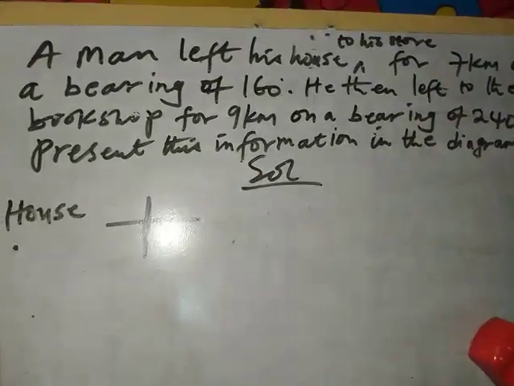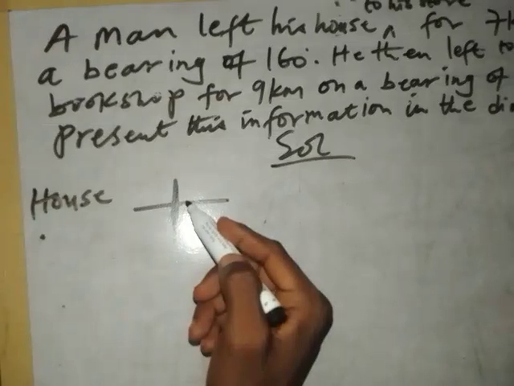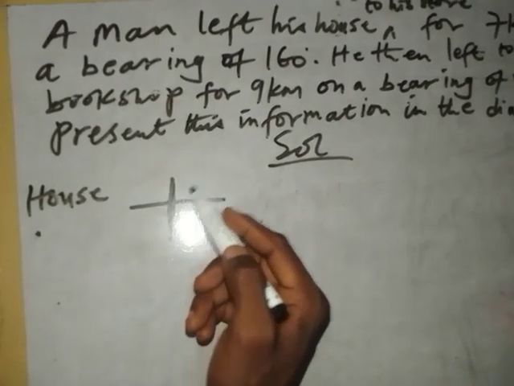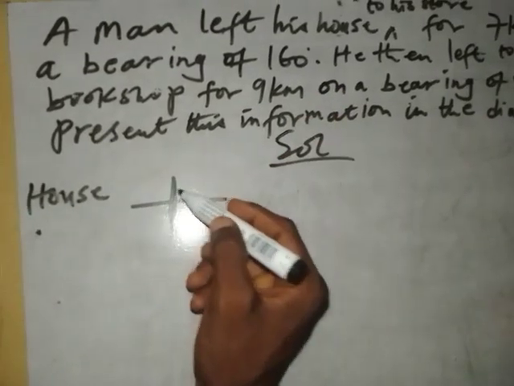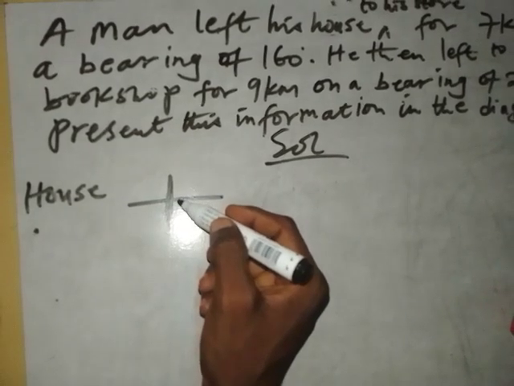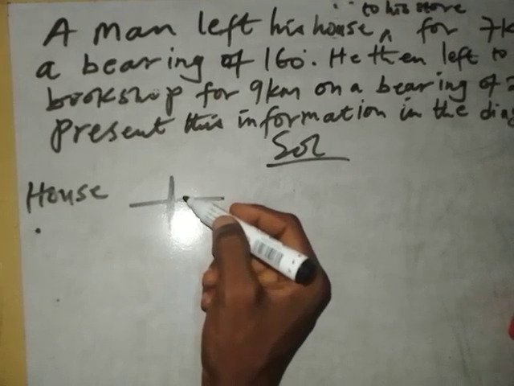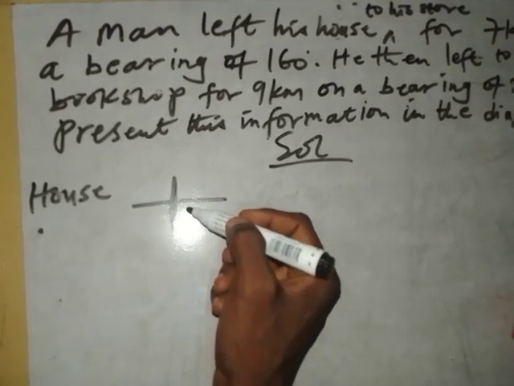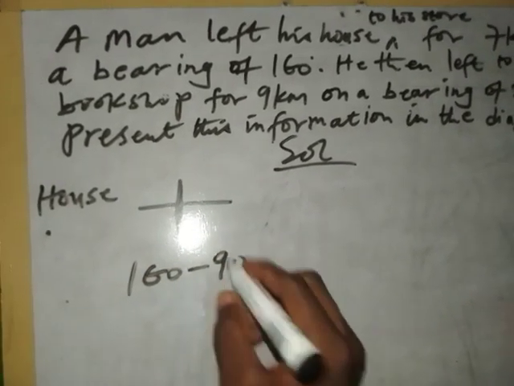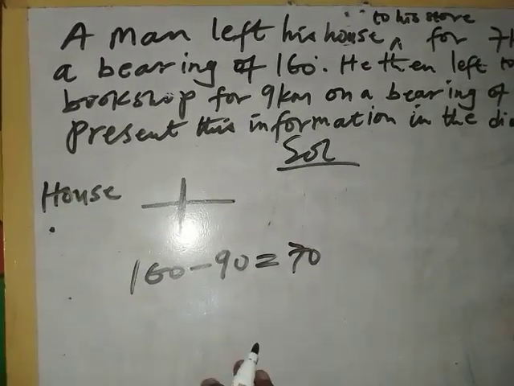So now, do you know that from here to this place is 90 degrees, right? From here to here is 90 degrees, but we are talking about 160 degrees. Now, how will you know the remaining angle? You're going to do 160 minus 90 degrees. This will give you 70 degrees. Are you getting me now?